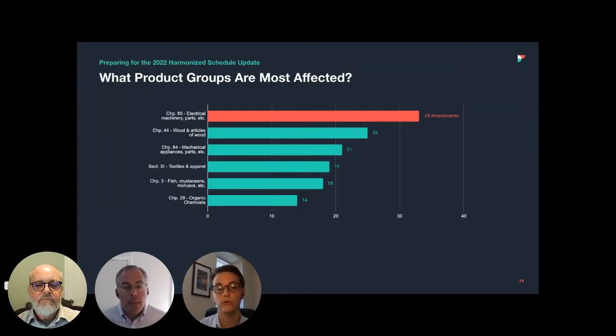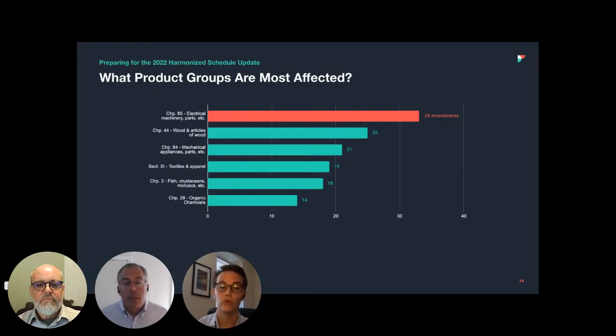Chapter 44 is one where almost every 4-digit heading in Chapter 44 has been affected in some way. We're seeing some changing definitions to plywood, but I think the more substantive change here is a greater focus on transparency of information about the trade of tropical woods. One that we're seeing a lot of is there's a lot more provisions at the 6-digit level, at the subheading level, for products made of teak. And also other tropical woods.